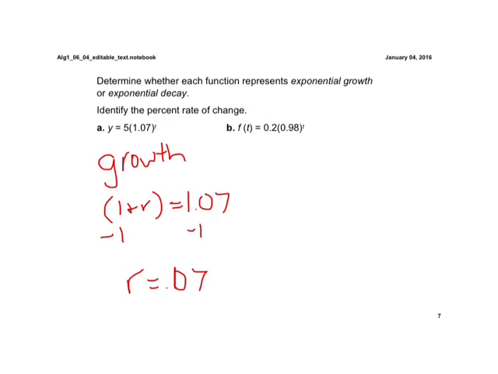Now let's look at the right one. In between the parentheses there, it's less than 1, it's between 0 and 1, so we know that is decay. It's going to be exponential decay. Now we've got to solve for r again. In our decay function, we have 1 minus r equals that factor.